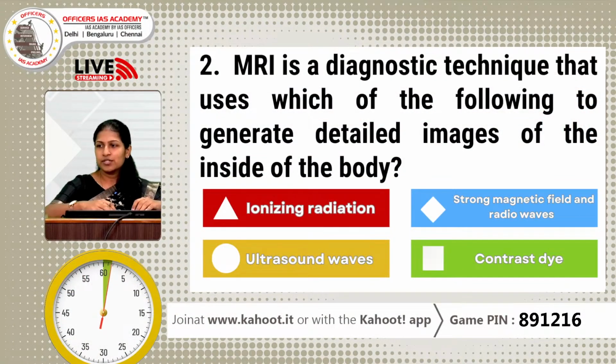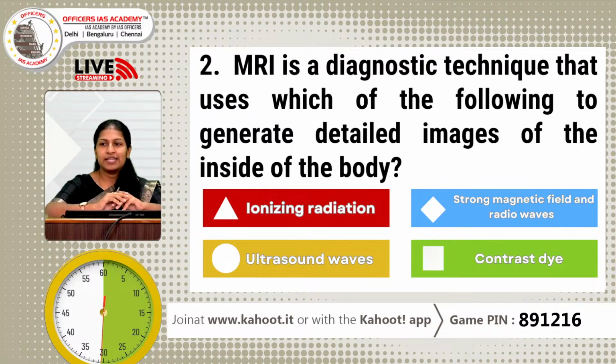So the next question, question number 2. MRI is a diagnostic technique that uses which of the following to generate detailed images of the inside of the body? So this is the question, and here we have the options. Option A is ionizing radiation, option B is strong magnetic field and radio waves. Third option is ultrasound waves, and the fourth option is contrast dye.